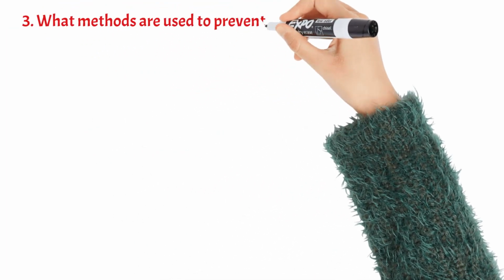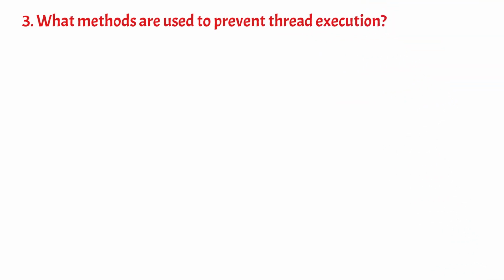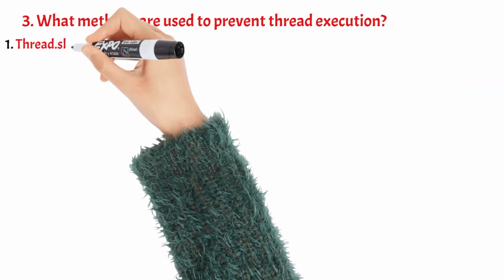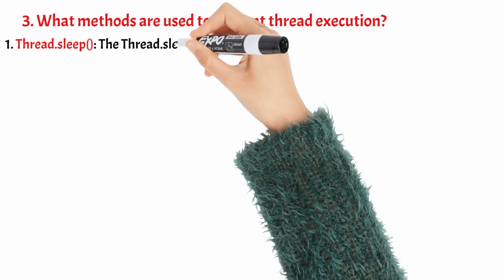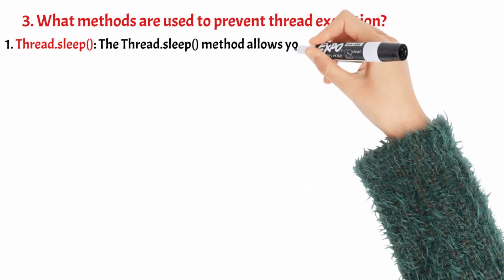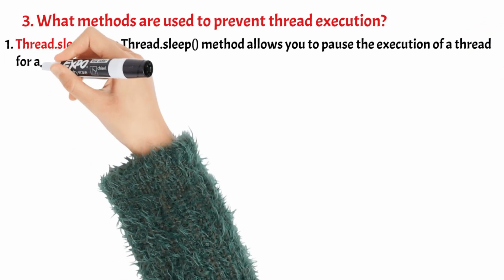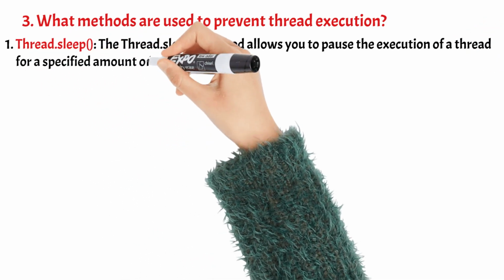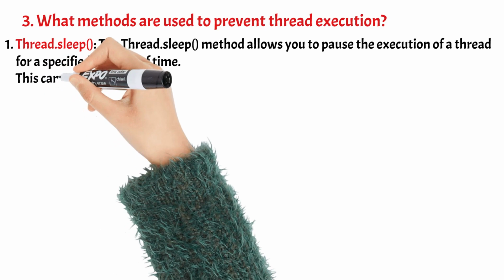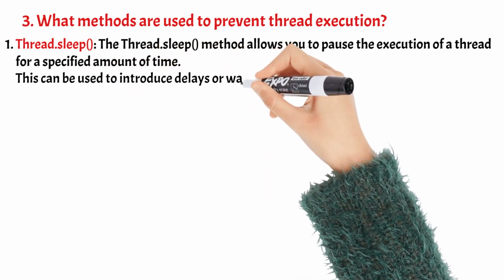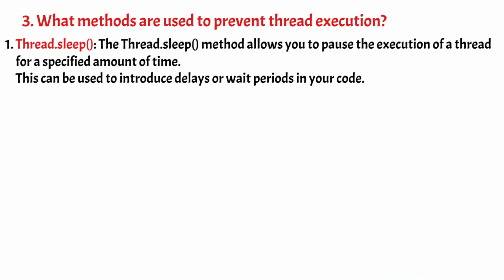3. What methods are used to prevent thread execution? 1. Thread.sleep(). The Thread.sleep() method allows you to pause the execution of a thread for a specified amount of time. This can be used to introduce delays or wait periods in your code.